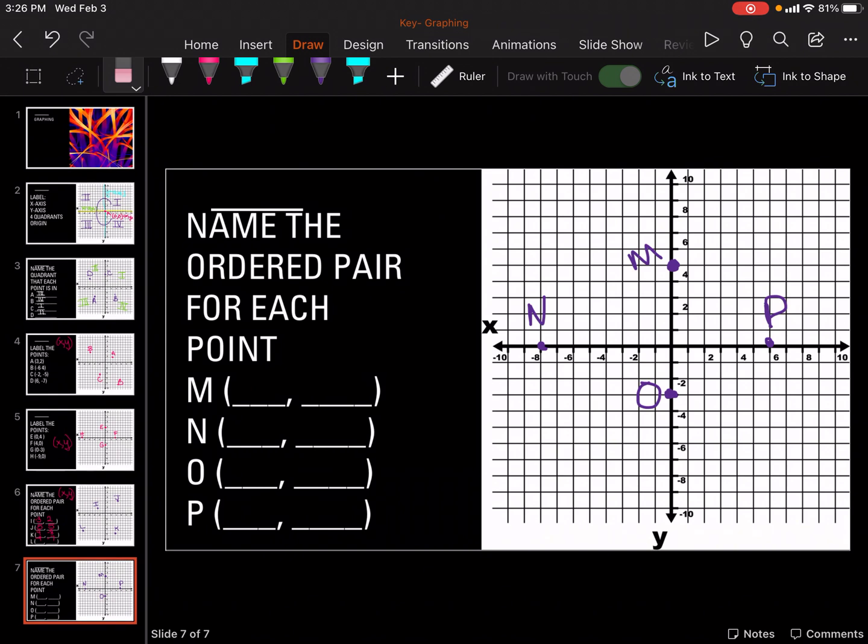And these last ones are on the axis. So M is 0 on the X. So it's 0, 5. N is -8, 0 on the X-axis. Sorry, O is negative 3, 0. And then P is 5, 0.